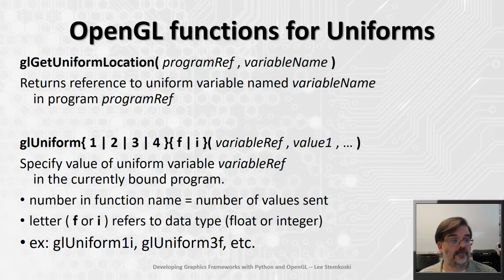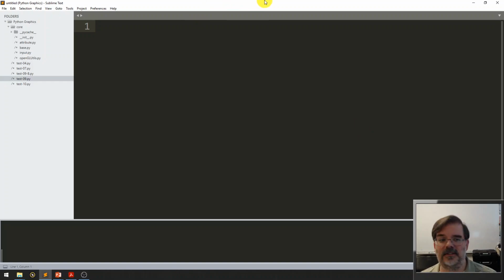All right. With this theory in hand, we're ready to go ahead and create a uniform class. Once again, in parallel with the attribute class, the uniform class will contain these OpenGL functions and automate this process for us. So I'm going to head over to Sublime Text, my development environment of choice, and we're going to go ahead and create a uniform class.